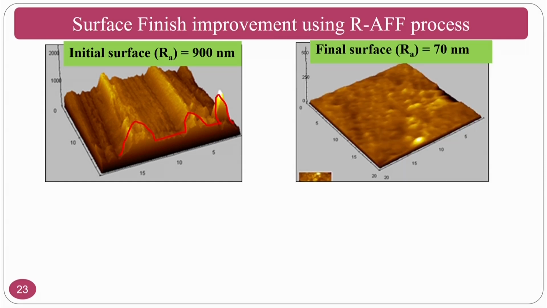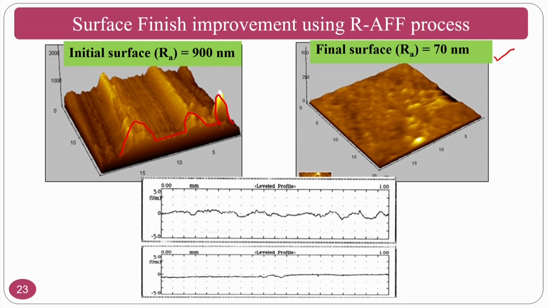The initial surface roughness is approximately 900 nanometers in a small area of atomic force microscopy measured area, and after finishing you can see it is improved to 70 nanometers. That means enormous improvement is there. At the same time, you can also see the two dimensional profiles. This is the initial surface and this is the final surface.